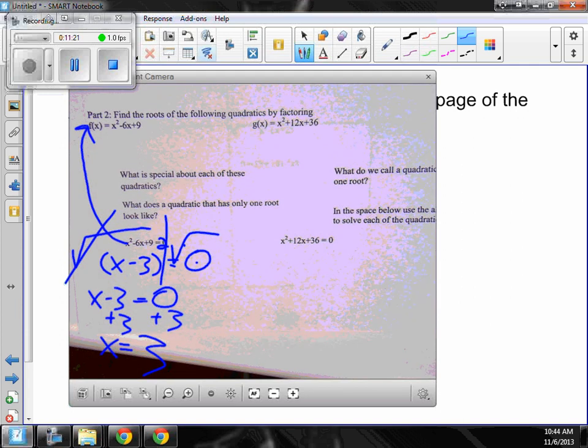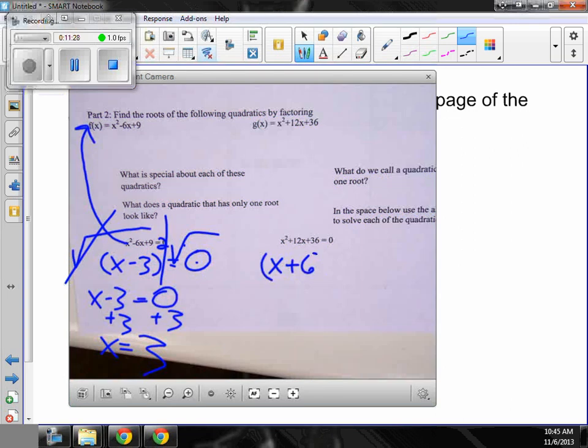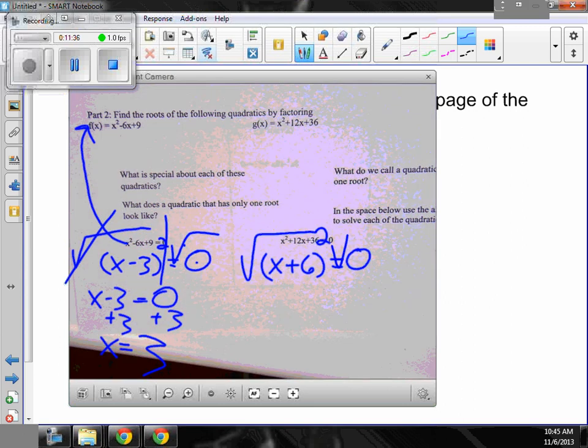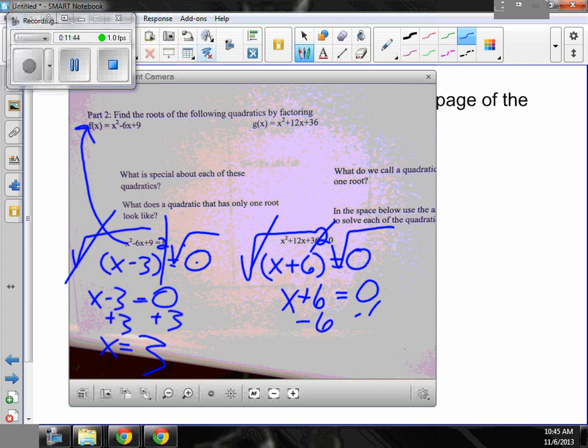We're going to do the same thing on the next one. x plus 6 squared equals 0. So then I square root, and the square root and squared cancel. x plus 6 equals 0, subtract 6, x equals negative 6.